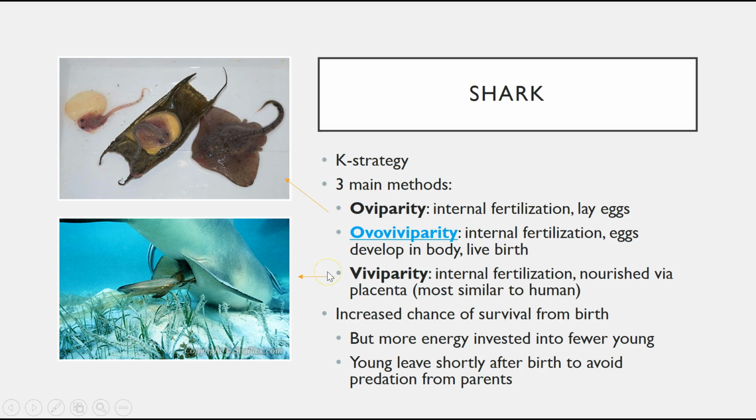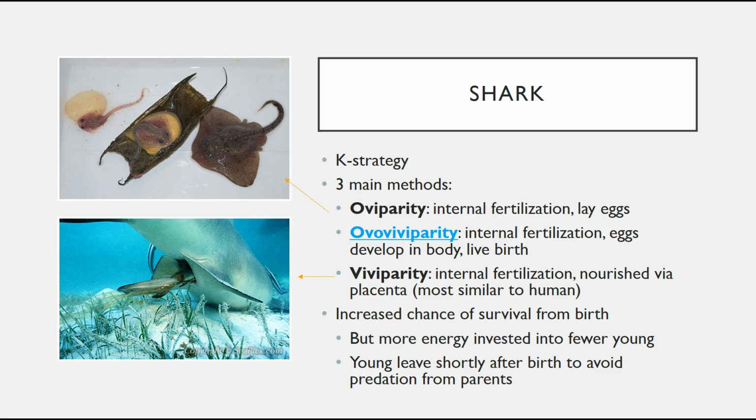Ovoviviparity and viviparity are strategies where, after fertilization, the embryos are allowed to develop inside the womb of the mother. They are allowed to fully develop to this stage right here inside the womb, and then they are live birthed.